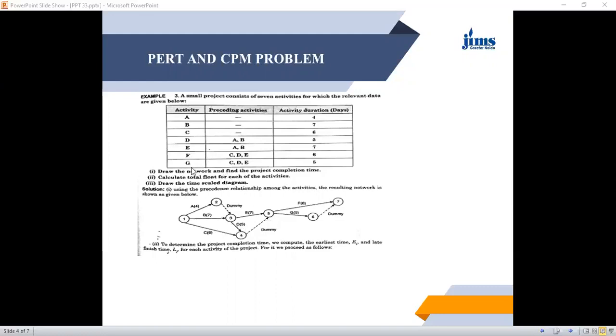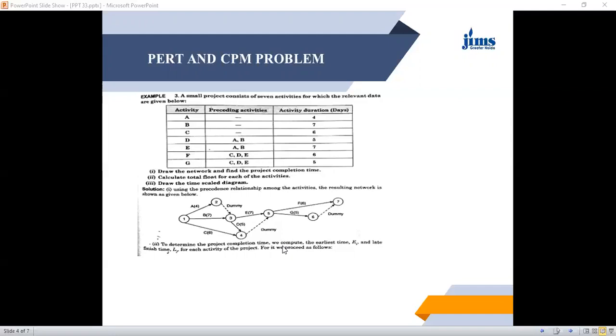And G has also a predecessor of C, D, and E. So from here, the two activities are going similarly. There has to be an end of everything. So until all activities merge at one point, the schedule cannot be considered to be complete. So we join 6 and 7 by another dummy activity. So this is the network diagram, and I hope you understand this.